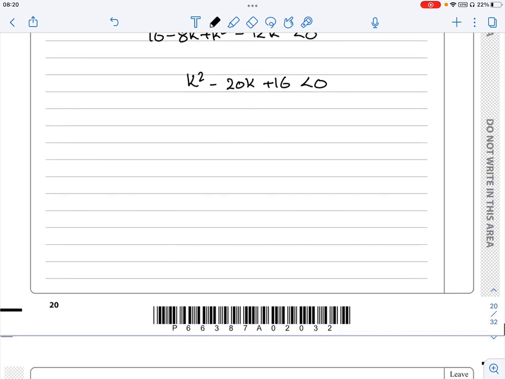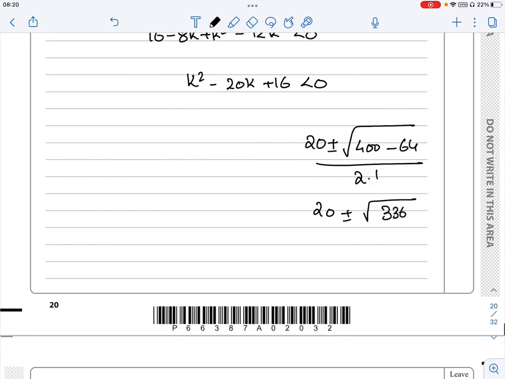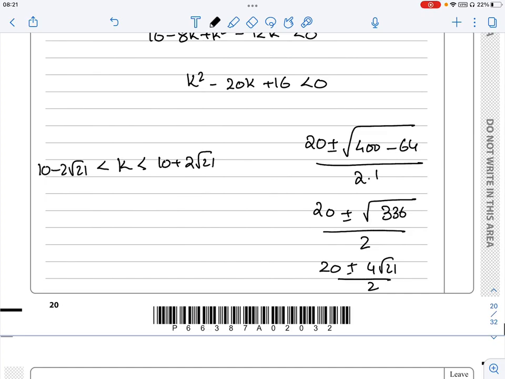So factors are not possible. So what am I doing? Minus b plus or minus square root of b squared minus 4ac upon 2a, 2 times 1. So 20 plus or minus square root of 400 minus 64, which is how much? 336. Now square root of 336 will be 4 root 21. So 20 plus or minus 4 root 21 upon 2. So it becomes 10 plus or minus 2 root 21. So k lies between two values. One value is 10 plus 2 root 21. Another value is 10 minus 2 root 21. That's going to be the answer.